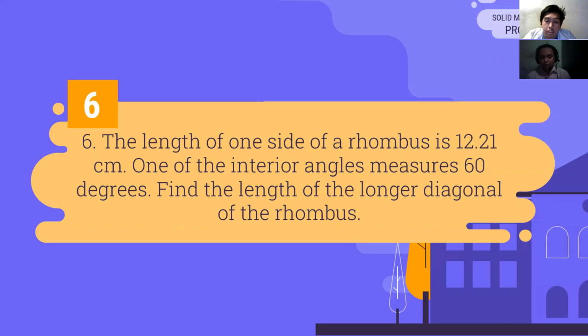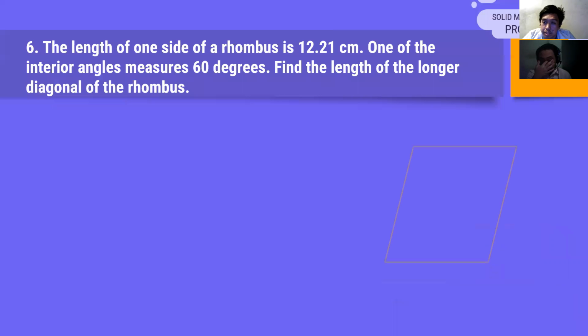In problem number 6, the question is: the length of one side of a rhombus is 12.21 cm. One of the interior angles measures 60 degrees. Find the length of the longer diagonal of the rhombus. In order to visualize the problem, this figure is represented. So one interior angle of the rhombus is 60 degrees. Therefore, the opposite angle is also 60 degrees.